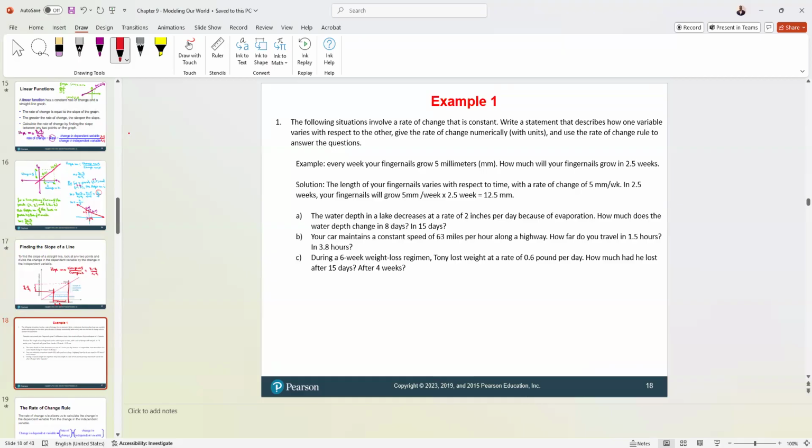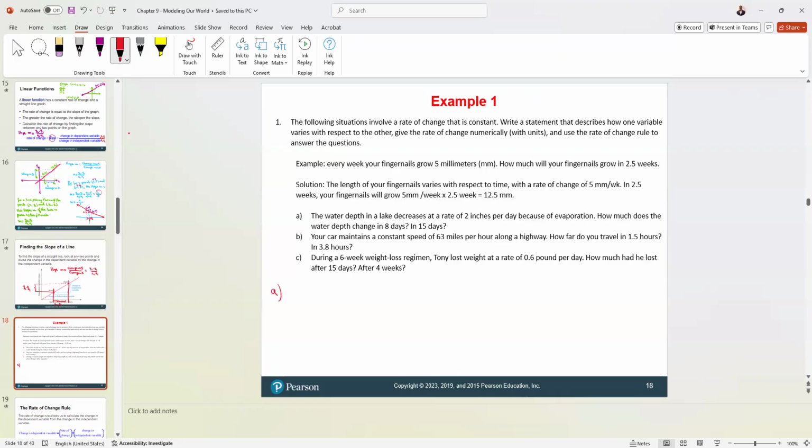Well, if 1 week is 5 millimeters, 2.5 weeks would be 2.5 times 5. So the length of your nails varies with respect to time, over the week, with a rate of change of 5 millimeters per week. In 2.5 weeks, your fingernails will grow 5 millimeters per week times 2.5 weeks. That would be 12.5 millimeters. Now we can use the same approach in another example.